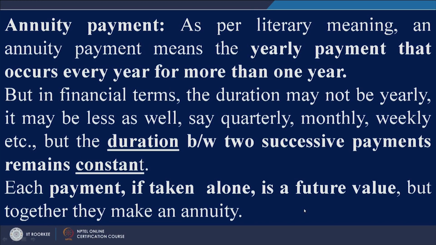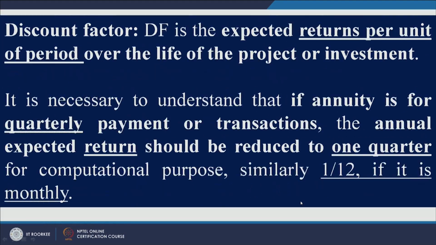So what is annuity payment? If you go by the literary meaning, the yearly payment that occurs every year for more than 1 year is annuity payment. But it's not necessary that it occurs on a yearly basis. You may have a quarterly basis or monthly basis or weekly basis also, right? But the duration between two successive payments remains constant, right? So that is annuity payment, right? As I said, each payment if taken alone is future value, otherwise it is annuity, right?